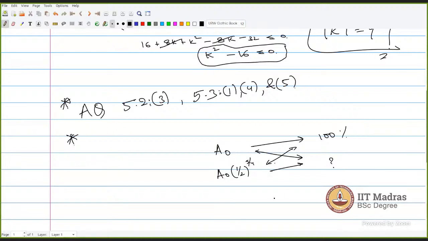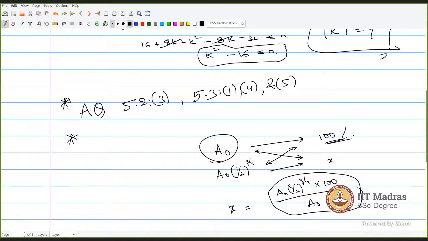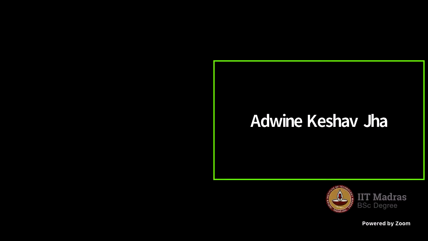Yes, sir. So if I say this is some x, my x will be A naught times half to the power 5 by 4 times 100 divided by A naught. So this is the percentage of the radium. A naught is 100% of the radium. How much will be this A naught times half to the power 5 by 4? In terms of percentages, we are computing. So this x is the percentage.